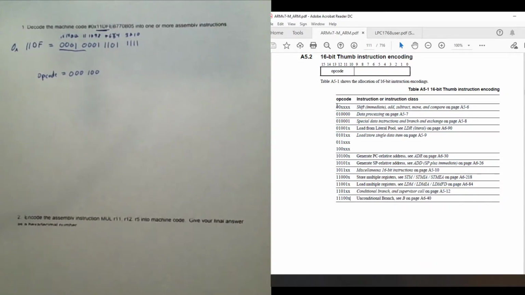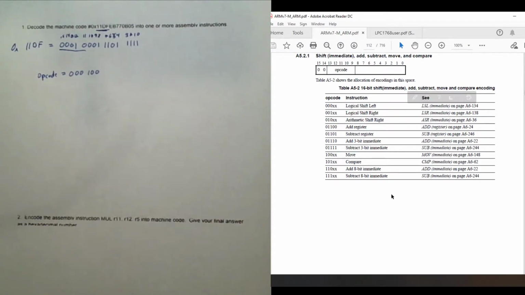And now we just have to look through this listing of opcodes to see what matches. In this case, the only thing that starts with 00 is the 00XXXX. So it's going to be a shift (immediate), add, subtract, move, or compare. So I'm going to click on that page. And this is going to bring me to the next thing that I have to decode.